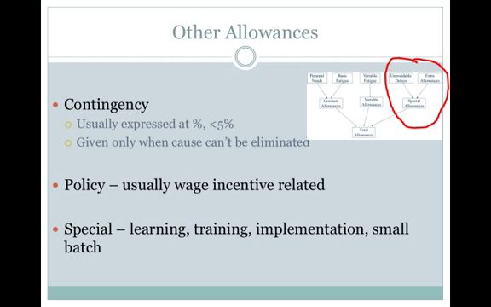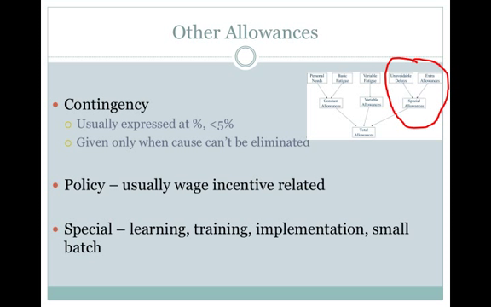Next we have policy, which is not actually really factored into the amount of time that a task takes. It's more kind of just wage incentive. I mean, when you think of allowances, you might think of your allowance from your parents, which is generally what they pay you. So that's kind of what a policy allowance is. And that's usually given by just the wage that the employee receives.